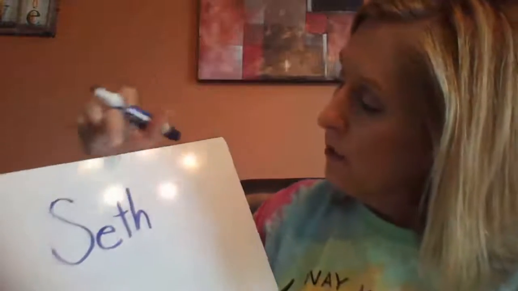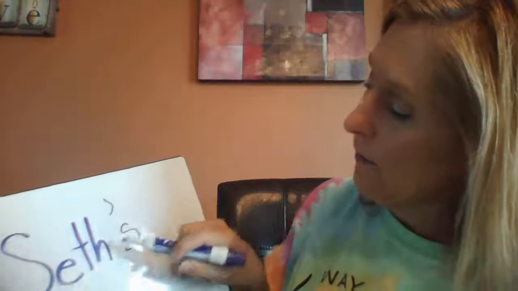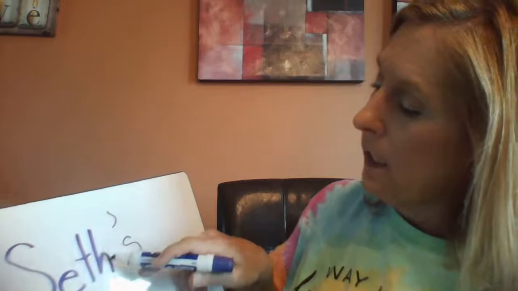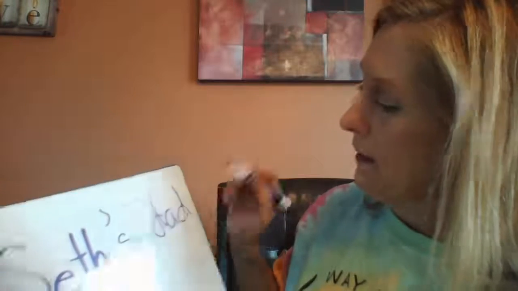Okay, good job, you guys. What we're going to do now is read a little bit more in Seth. So we remember, just review a little bit here. When something belongs to somebody, we do that apostrophe S. So Seth is Seth. Seth. But if we're talking about Seth's dad, we do that apostrophe up in the air, S, and it's right in the middle of the H and the S. S-E-T-H apostrophe S, finger space, D-A-D. Seth's dad. Okay.